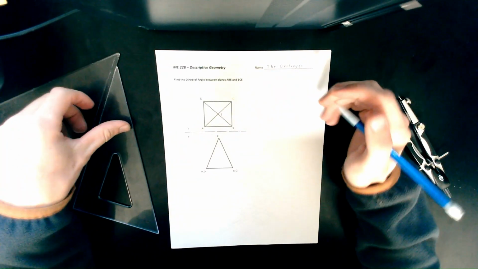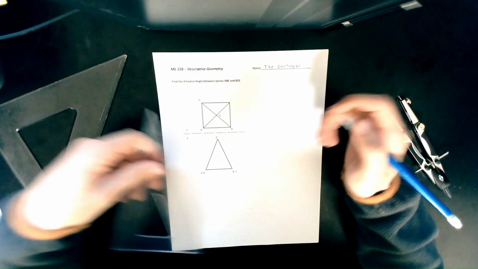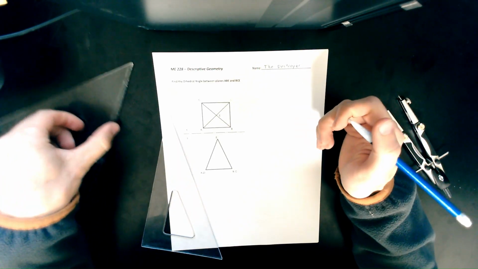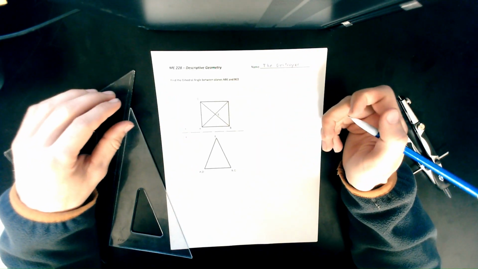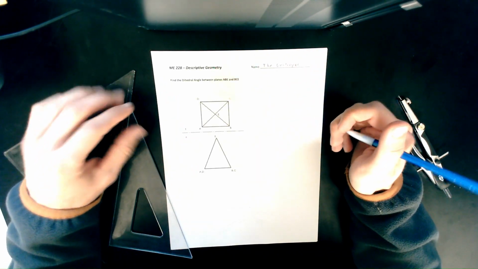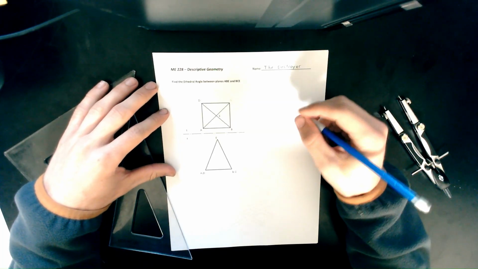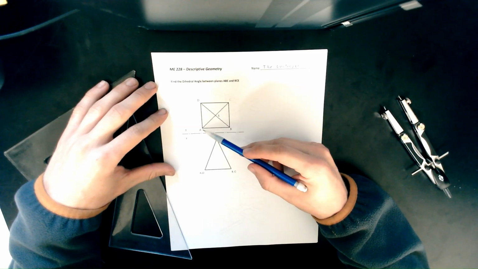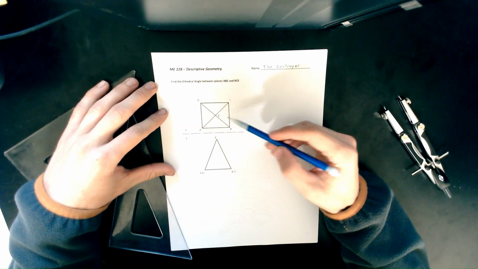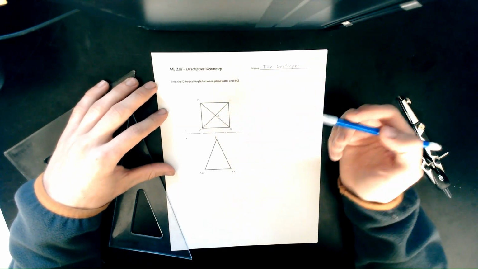This is your worksheet for descriptive geometry today. This is the second half of descriptive geometry. But on this first page here, it's just applying information that we learned last week. And the goal for this first page is finding the angle between planes ABE and BCE here.